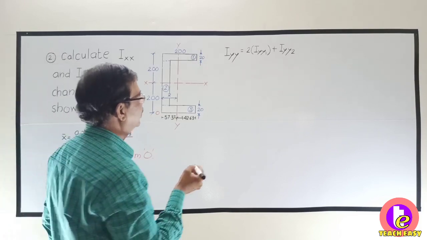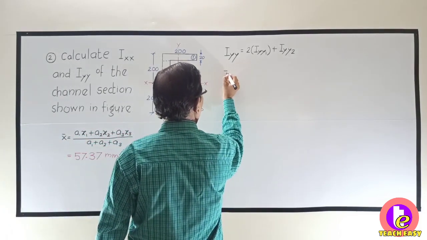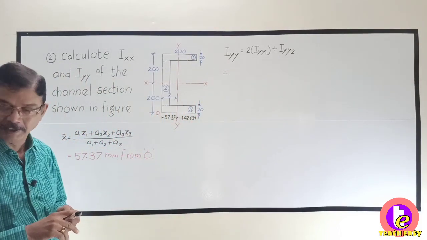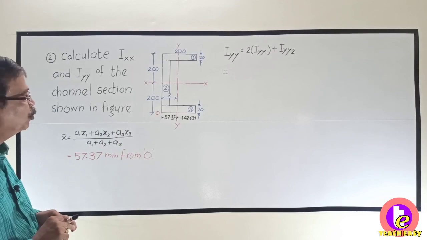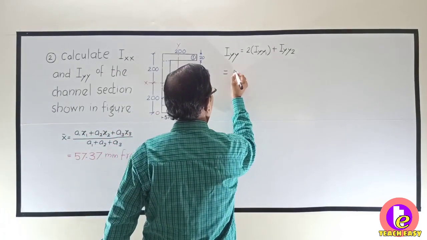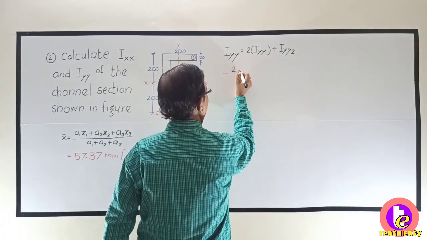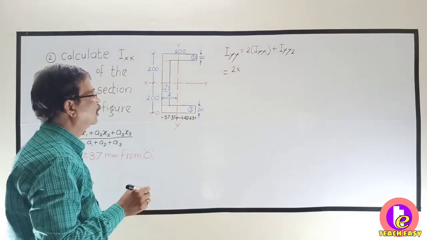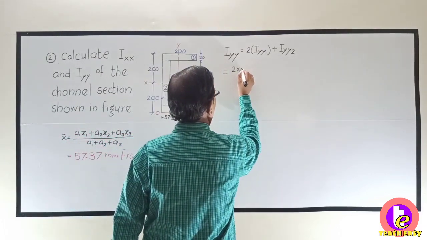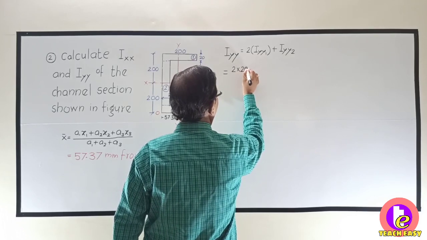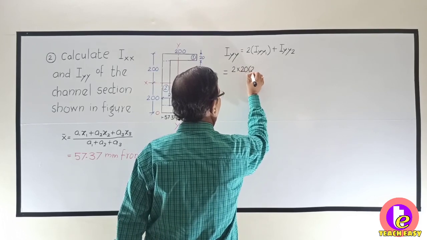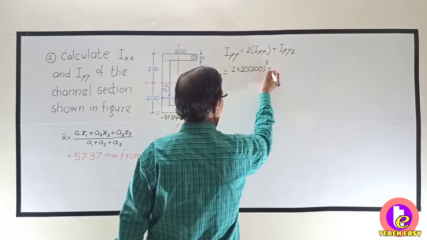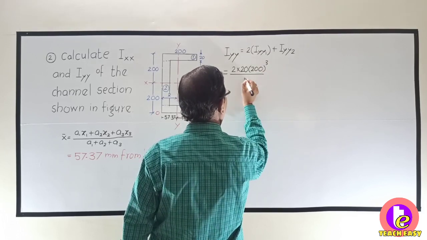So let us see what is Iyy1. Look here now. Iyy is db cube by 12. So this 2 is there. Why it is 2? Because 1 and 3 are same. db cube, what is d? 20. What is b? 200 cube. Divided by 12.